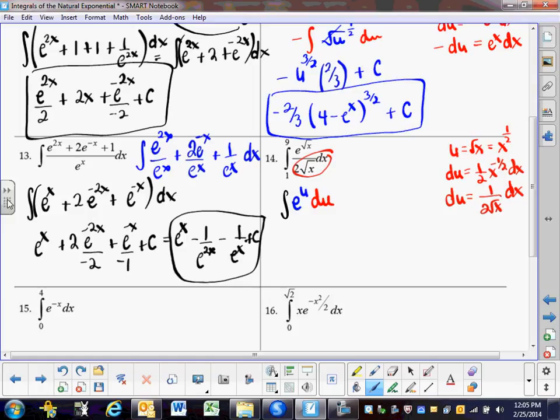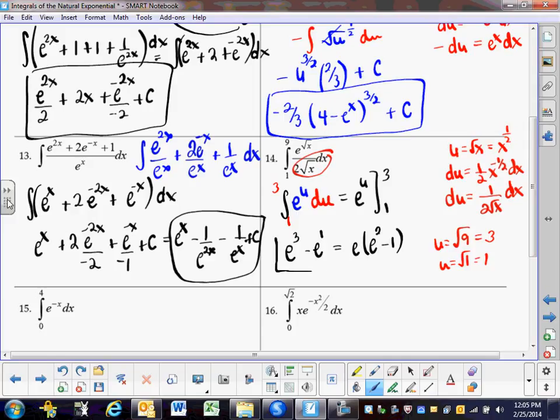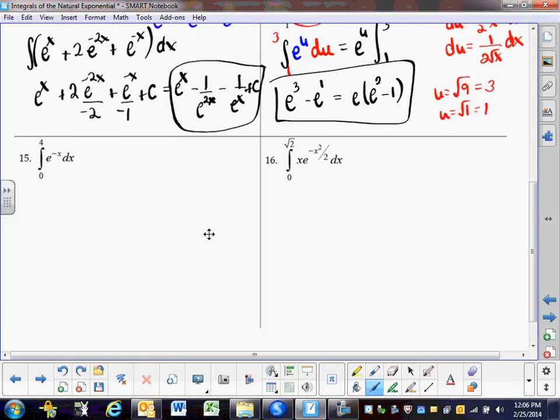That means when we rewrite, we have e to the u, we have du, and since it's du, we have to get u limits. So u is the square root of x, so the square root of 9 gives me 3. U is the square root of 1 would give me 1. And since we have limits, we never, ever, ever get back together with our x. So e to the u is the antiderivative from 1 to 3. So I'm going to get e to the 3 minus e to the 1, which you might see written as e times e squared minus 1.